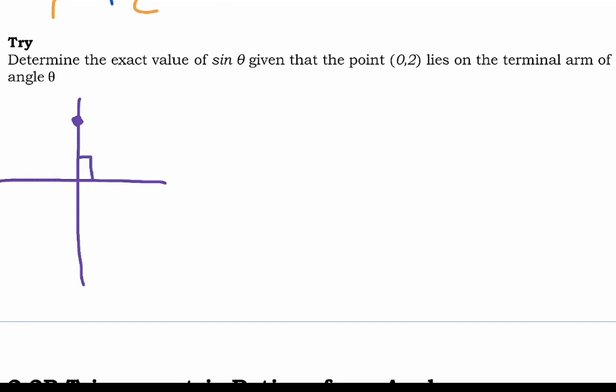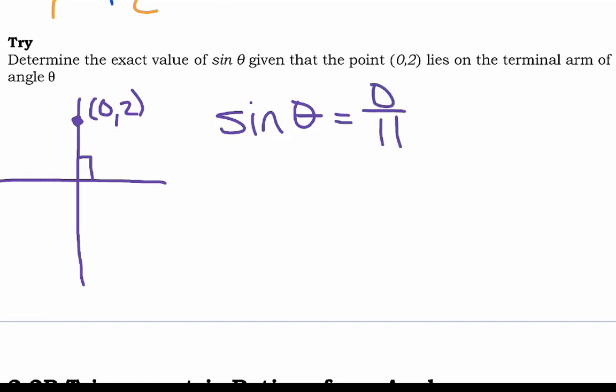Okay, well, that seems weird because we know the angle already, but let's talk about the ratio. So our point here, of course, is (0, 2). We are looking for sine. Well, what's sine? Sine is the opposite side divided by the hypotenuse, or, as we've seen in this lesson, sine can also be expressed as the y value divided by the r value. Well, our y value is 2, so we just need to figure out what our r value is.